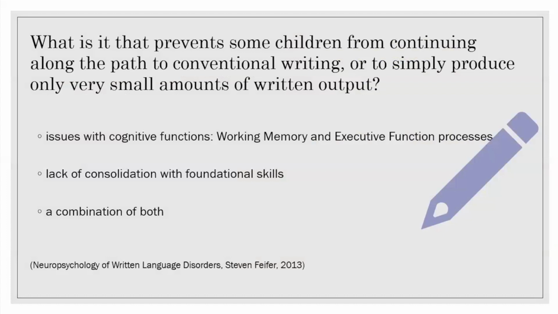What is it that prevents some children from continuing along the path to conventional writing, or to simply produce only very small amounts of written output? After doing research in an attempt to answer this question, I found that there can be difficulties in 2 main areas that result in slow to no written output. First of all, cognitive functions, working memory and executive functioning. And second, a lack of consolidation with the foundational skills, and sometimes a combination of both.